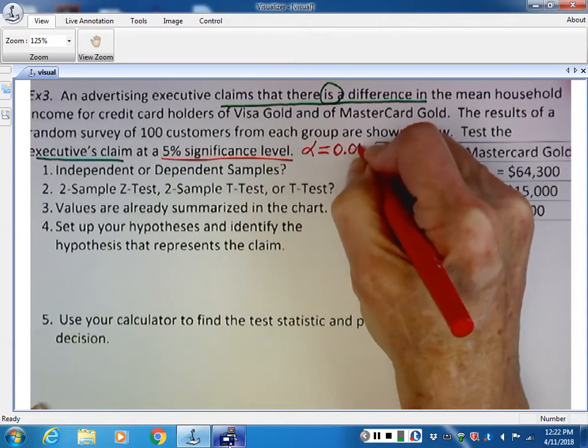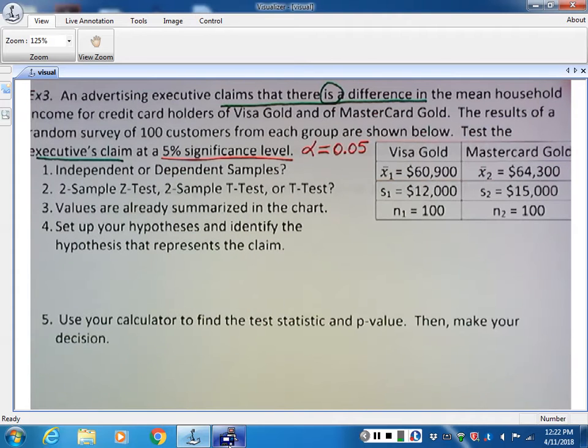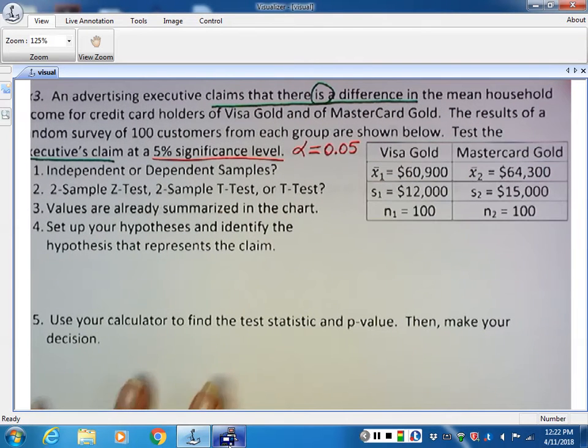So we have some information here that'll help us test the claim, but first we have to set up the hypothesis test. And before we can set up the hypothesis test, we need to know if these two samples are independent or dependent. Is there a natural link between those two sets of data?